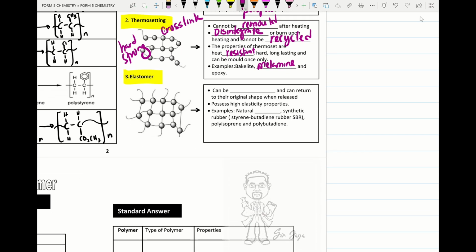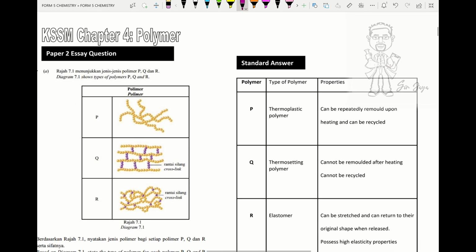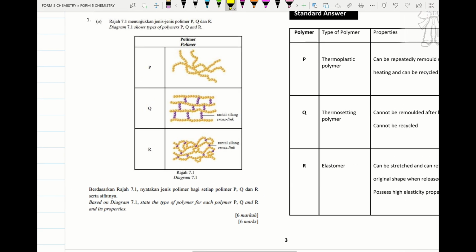And the last type of polymer is known as elastomer. Elastomer polymer has elastic properties, can be stretched and can return to its original shape when released, and it has high elasticity. Examples are natural rubber, synthetic rubber, styrene butadiene rubber, polyisoprene, and polybutadiene. We try to check an example question, so please check this question.